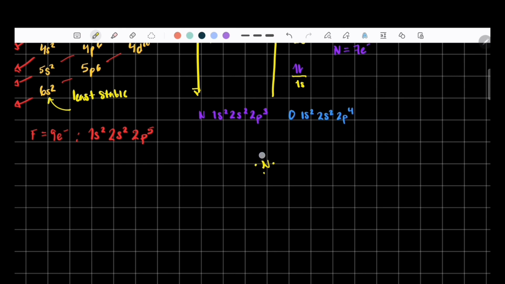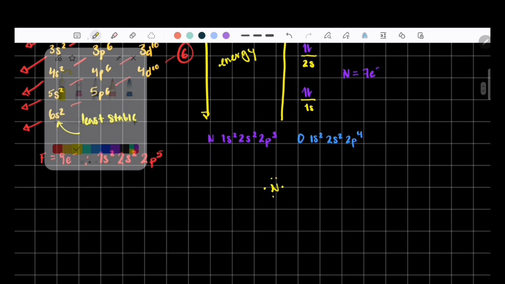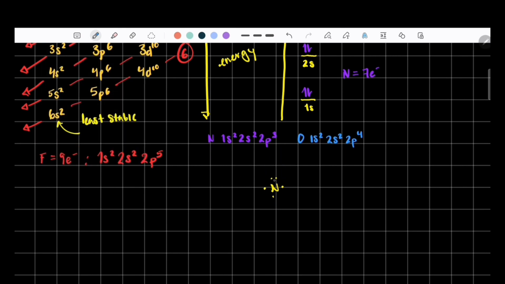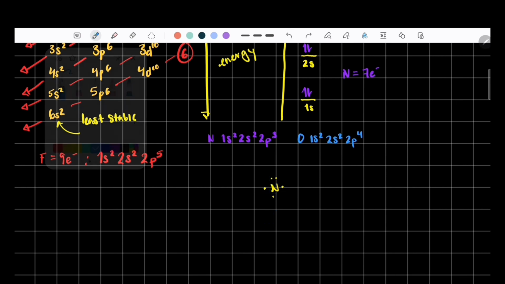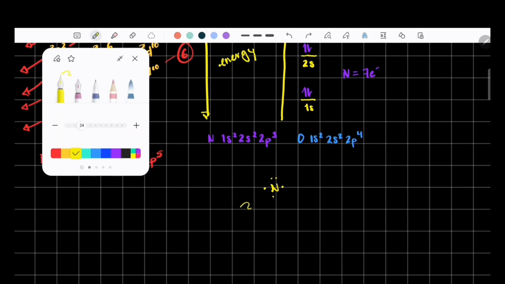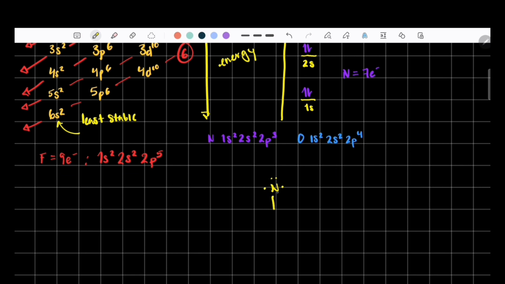So let me just draw that again. Your nitrogen. So this is your lone pair. I'm going to draw this out for you. So these 2 come from your 2s orbital. These ones are all in your 2p orbitals, okay? So these unpaired electrons are going to want to form bonds with other things, like so, which is kind of how you get these.